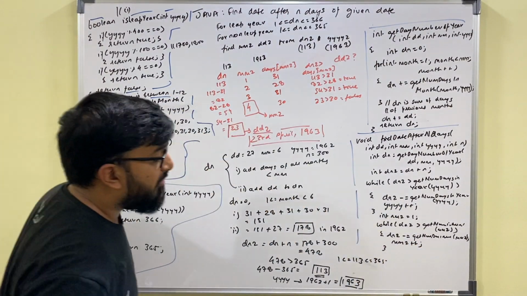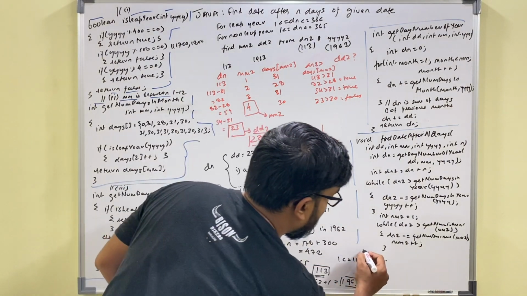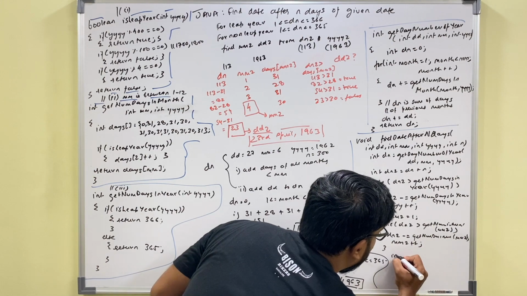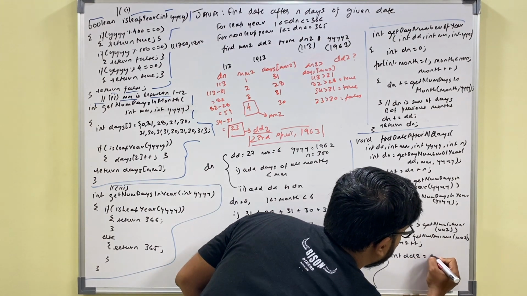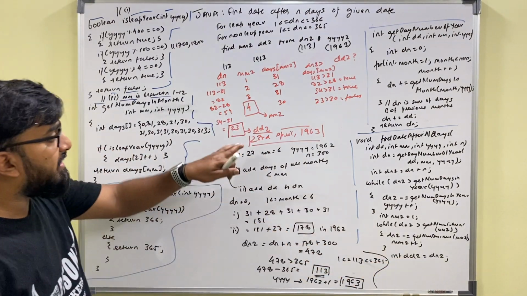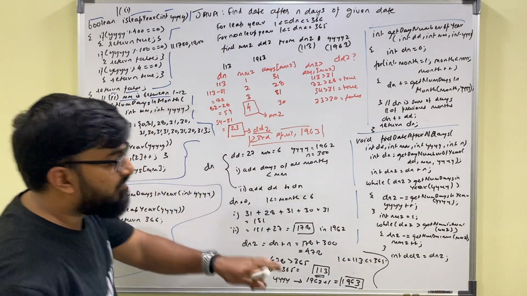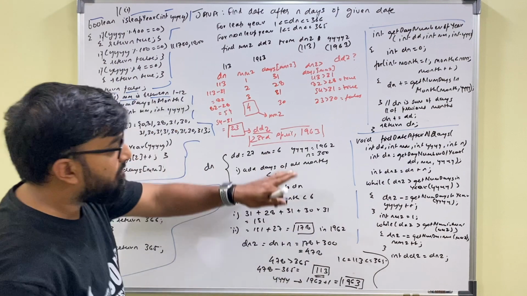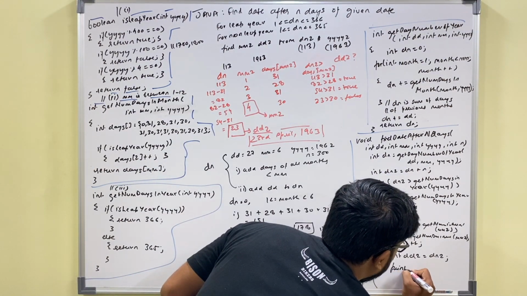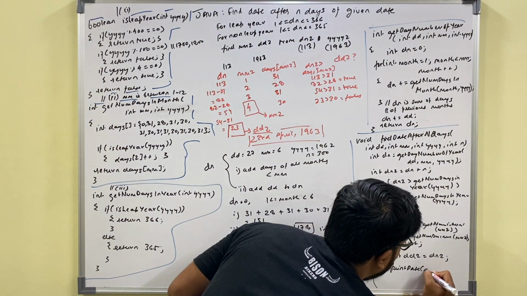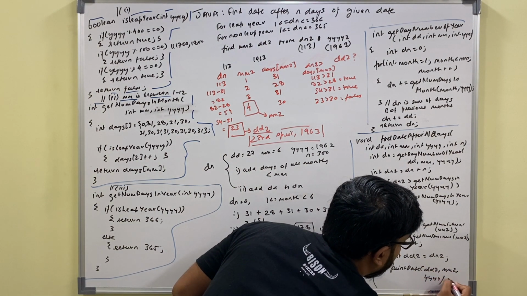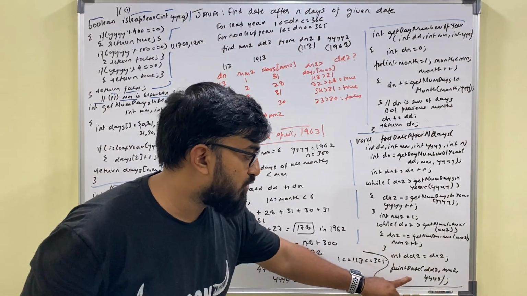When this loop completes, my dd2 is dn2, that is my final day of month, the remaining dn value. My final month is mm2, and my year is yyyy, so I can print date passing dd2, mm2 and yyyy.